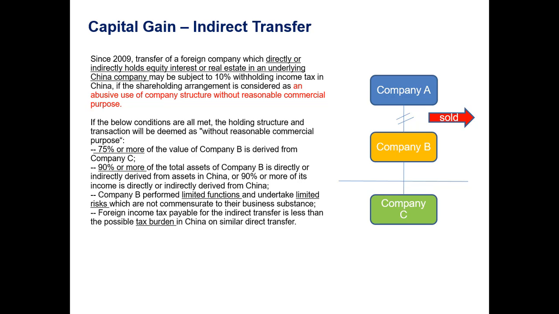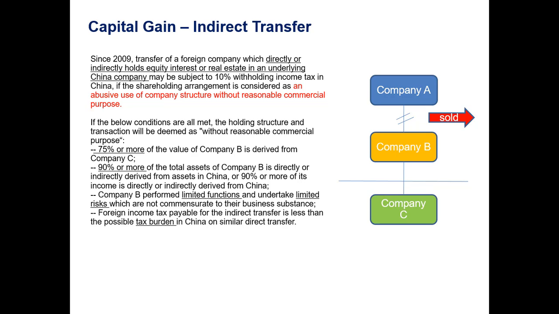But the ultimate controlling rights have changed. So that is the anti-avoidance tax regulation since 2009: transfer of a foreign company which directly or indirectly holds equity interest or real estate in an underlying Chinese company. And then the China tax authority, if they get information of such kind of indirect transfer, they will launch anti-avoidance procedure and see whether there is substance of company B. If there is no substance of company B, they will regard it as company A transferring equity of company C, so they will impose withholding income tax on this transaction.